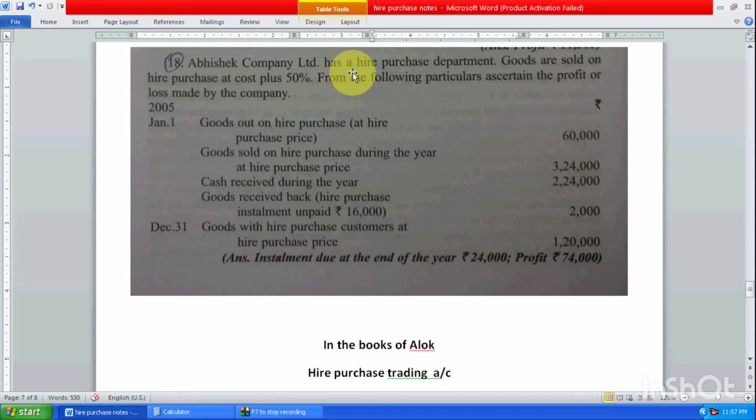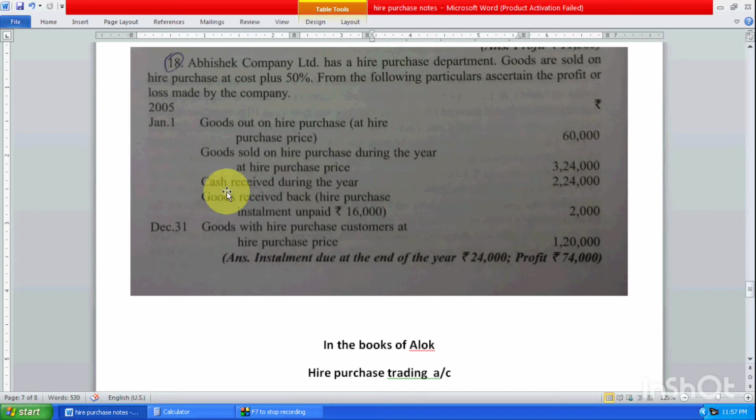Goods are sold on hire purchase at cost plus 50%, means 50% is added, from the following particulars find the profit or loss made by the company. On 1st January 2005, goods out on hire purchase at hire purchase price is 60,000. Goods sold on hire purchase during the year at hire purchase price is 3,24,000.